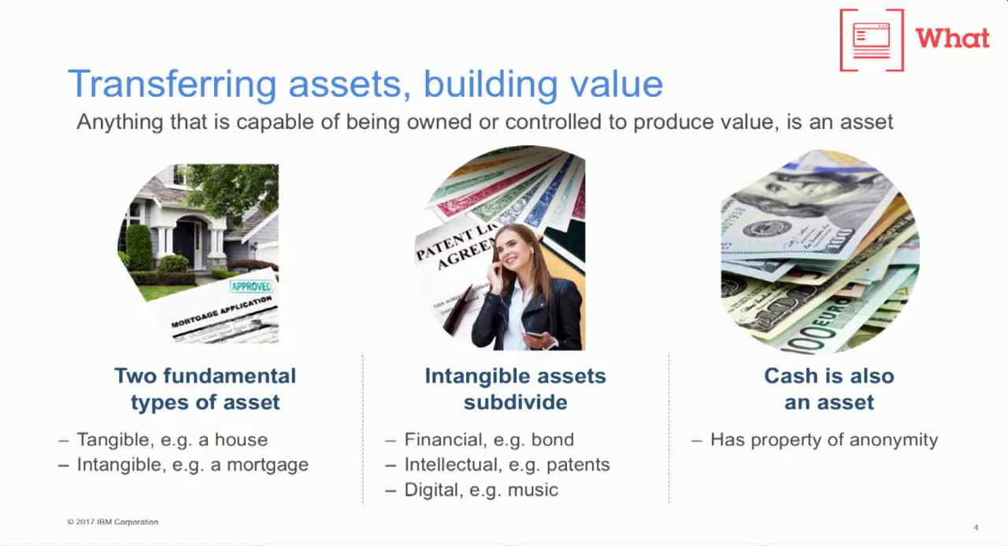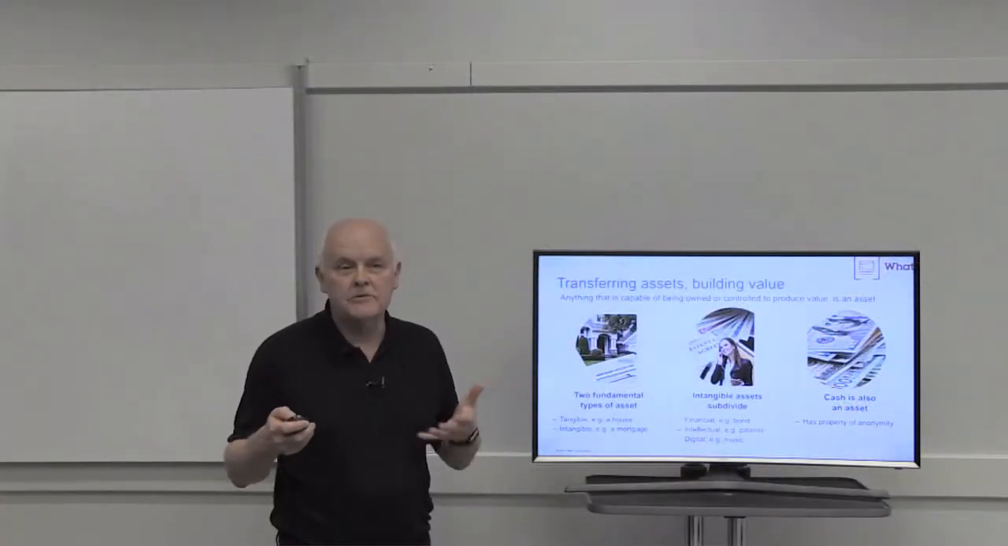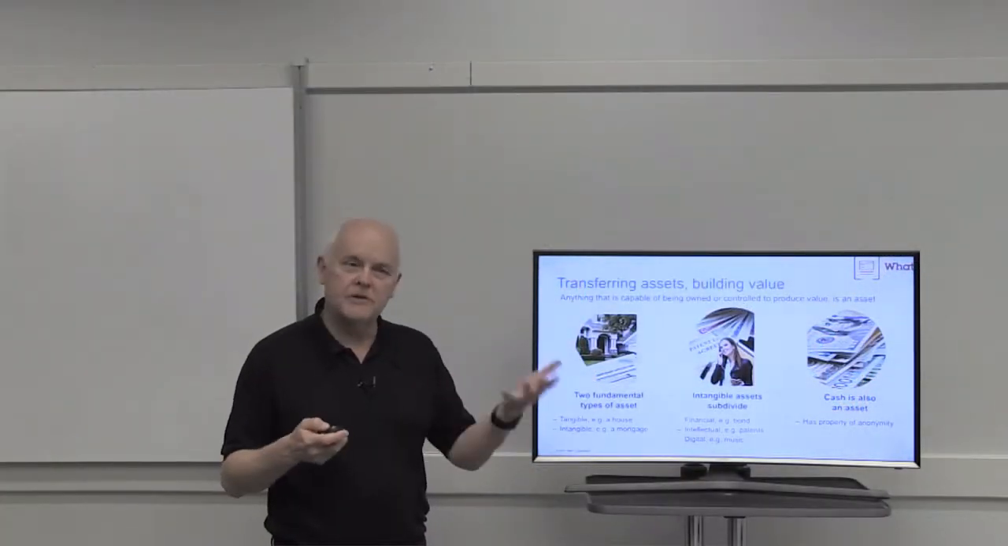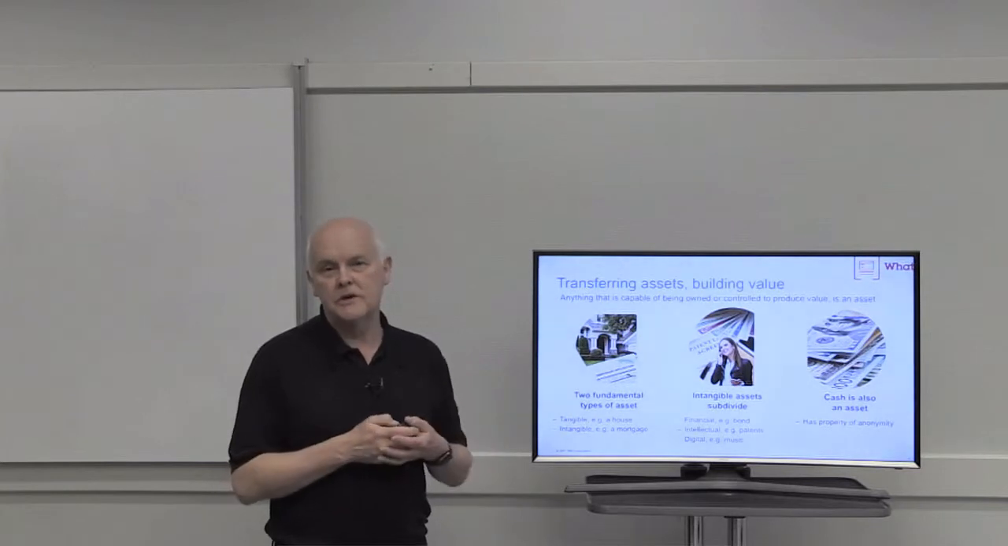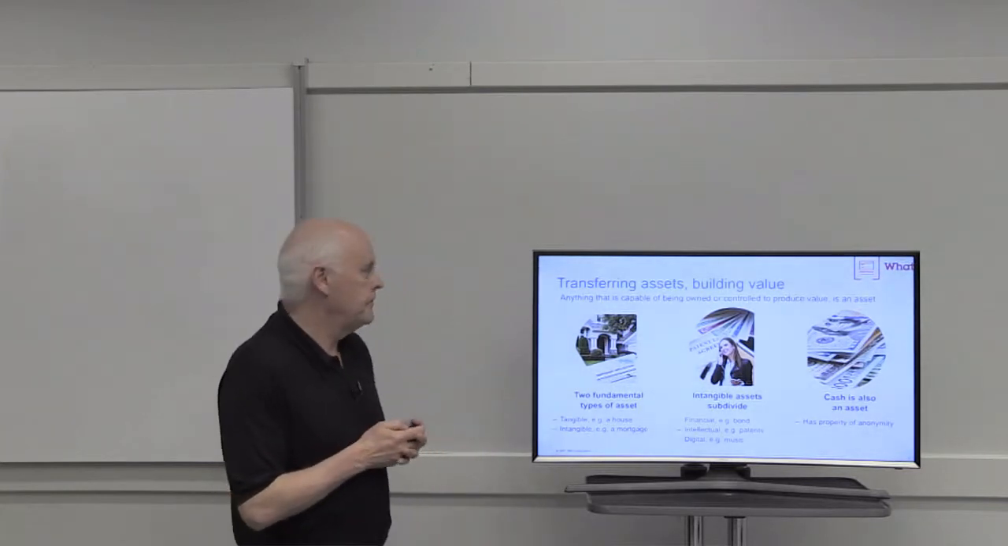And we also observe on the right-hand side of the screen that cash is also an asset which has the interesting property of anonymity. Effectively, if I'm given a €5 note, I don't know where that €5 note came from, and also where it's going to go to after I've owned it.